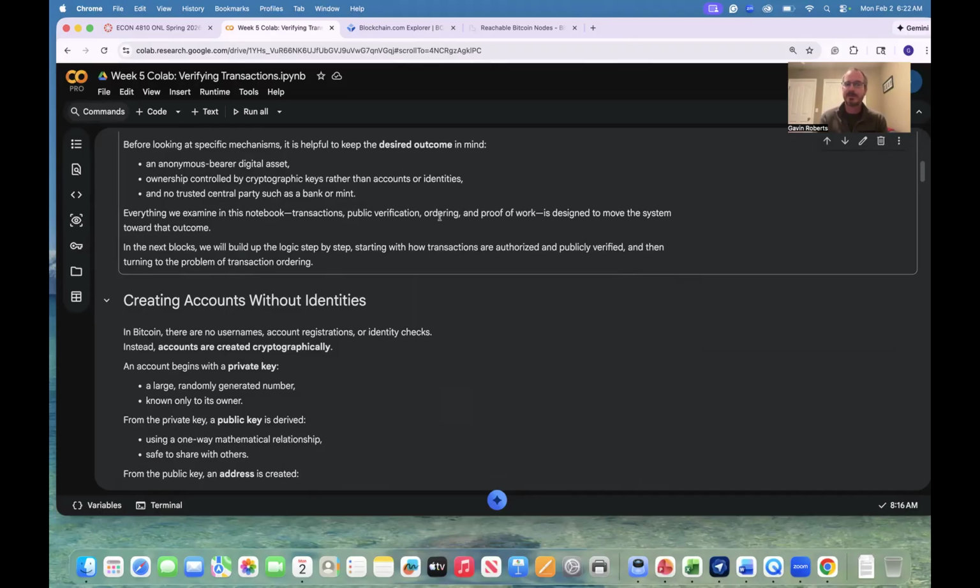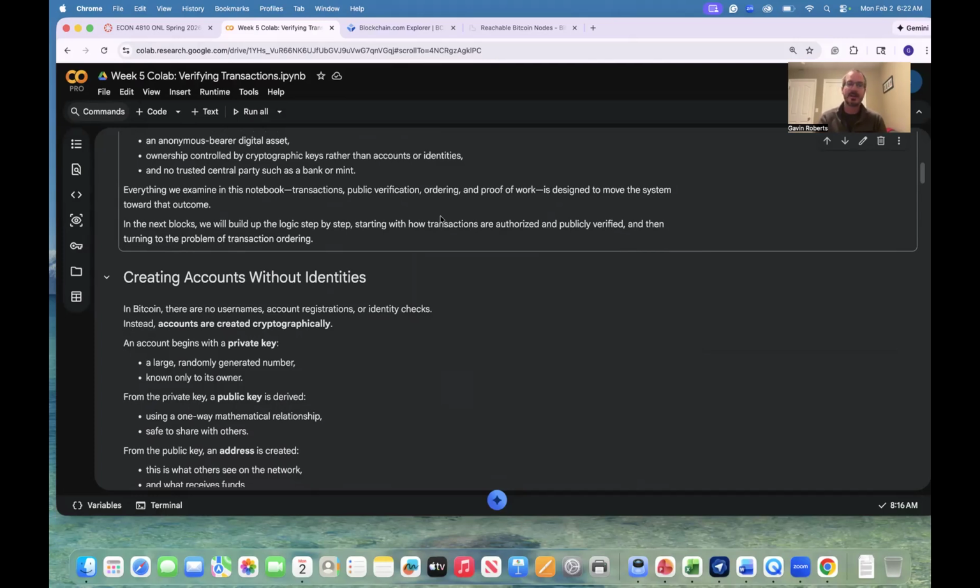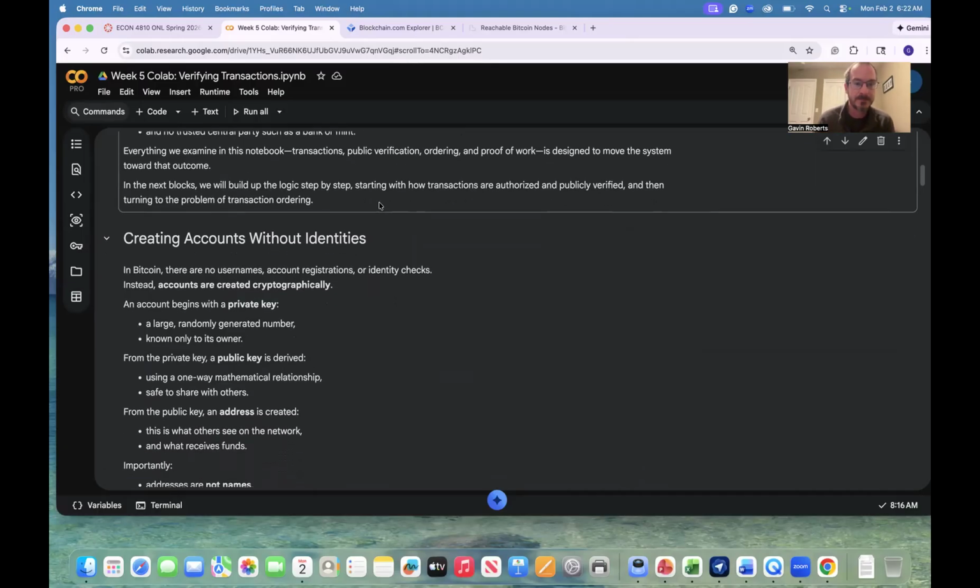Ownership controlled by cryptographic keys rather than accounts or identities. This is what gives us anonymity. So that's one of the outcomes that we desire. And also, we don't want to rely on a trusted central party, such as a bank or a mint, to basically keep the ledger for us. So those are the sort of things we're seeking in terms of outcomes. So we need to think about the rules of the game, of the cryptocurrency game, that might lead to those outcomes.